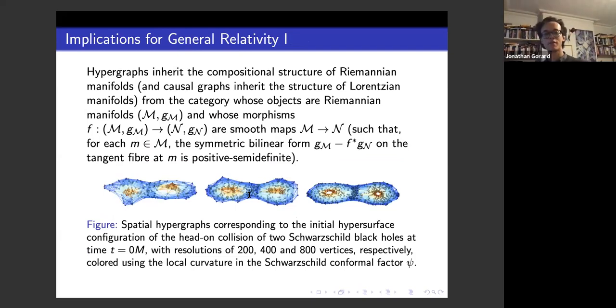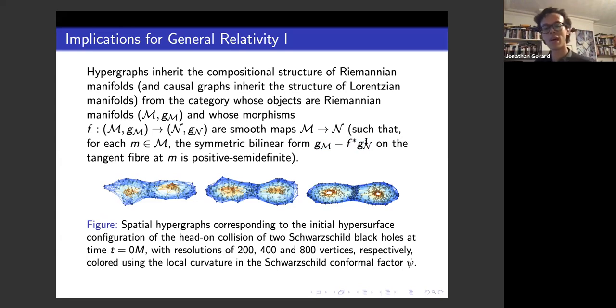And a very similar thing happens for the case of hypergraphs as well. So we can show that hypergraphs inherit the compositional structure of Riemannian manifolds. We can consider a category of Riemannian manifolds whose morphisms are smooth maps such that the symmetric bilinear form on the tangent fiber at each point is positive semi-definite, then the spatiality from that category is inherited down from this infinity groupoid to all the lower order objects. And that gives us a formal way of justifiably treating these hypergraphs as being like discrete analogs of space-like hypersurfaces in physics.